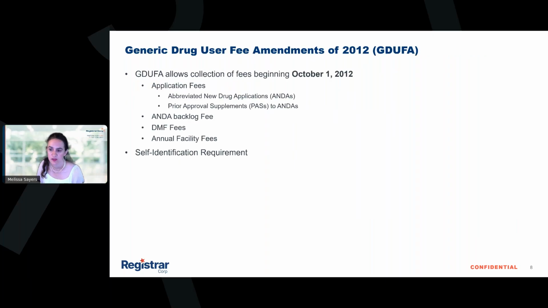With the implementation of GDUFA, FDA has the authority to collect fees related to abbreviated new drug applications, prior approval supplements to ANDAs, fees for type 2 DMFs, reference and ANDAs, and annual facility fees to manufacturers of generic drugs. Also, manufacturers of generic drugs are required to submit an electronic submission known as self-identification, which helps determine the next fiscal year's user fees.